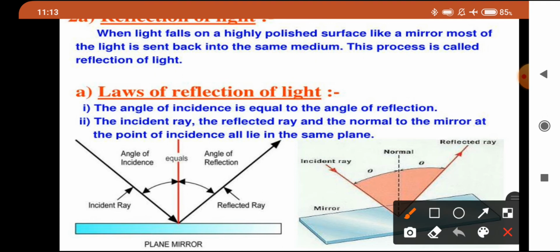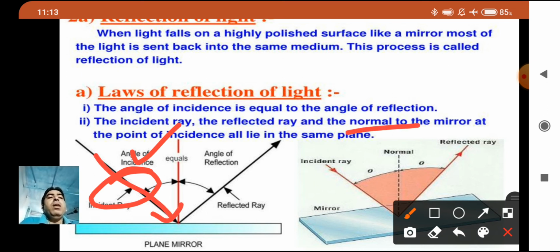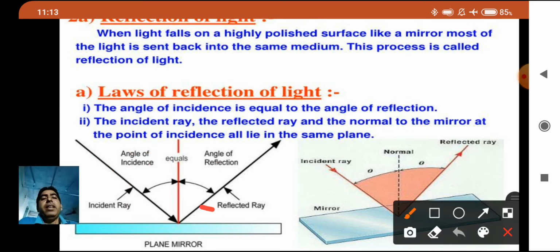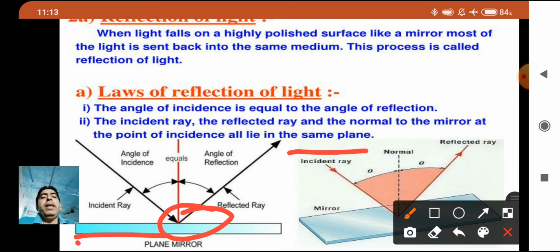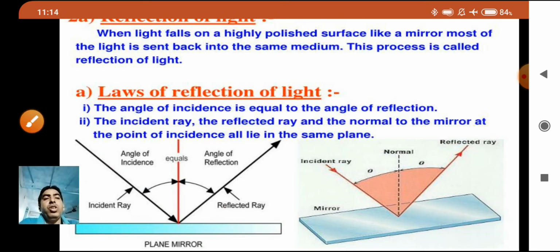Now, the other law states that the incident ray, this is the incident ray here, falling here, the normal, this is the normal here, a straight line, on a plane mirror at the point of incidence, all lie in the same plane. Means the incident ray is falling in one plane only, the normal is there, and this point is the point of incidence.